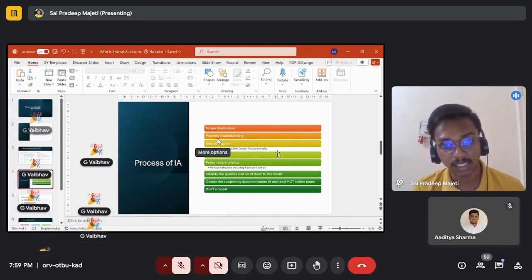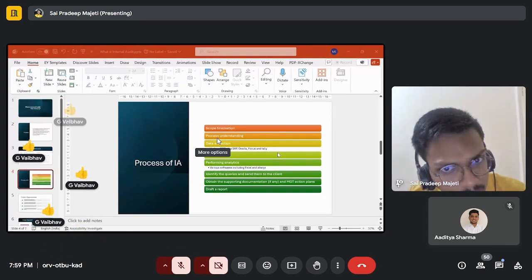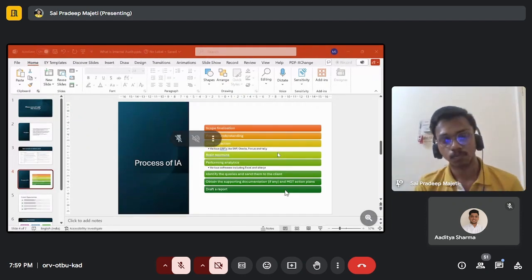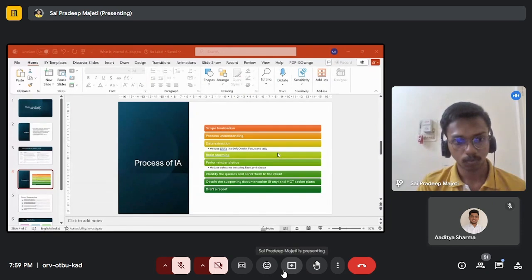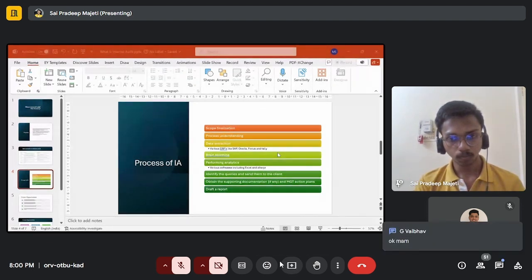In data extraction, Pradeep, I would like to just stop you for a second. Vaibhav, please stop sending these emojis because the whole session is being disturbed. Your questions and queries will be entertained by Pradeep itself. Please stop sending this kind of emojis as the session is getting disturbed. Sorry, Pradeep, you can continue.